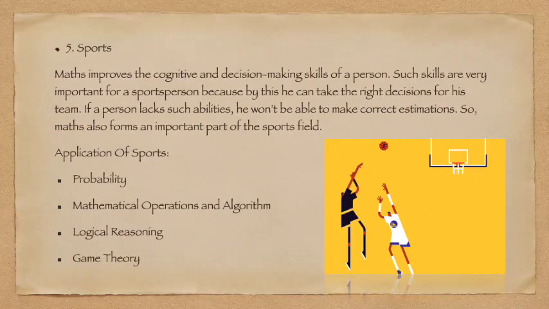Number 5. Sports. Maths improves the cognitive and decision making skills of a person. Such skills are very important for a sports person because by this he can take the right decisions for his team. If a person lacks such abilities, he won't be able to make correct estimations. So, maths also forms an important part of the sports field. Applications of sports: probability, mathematical operations and algorithm, logical reasoning, game theory are the applications of sports.